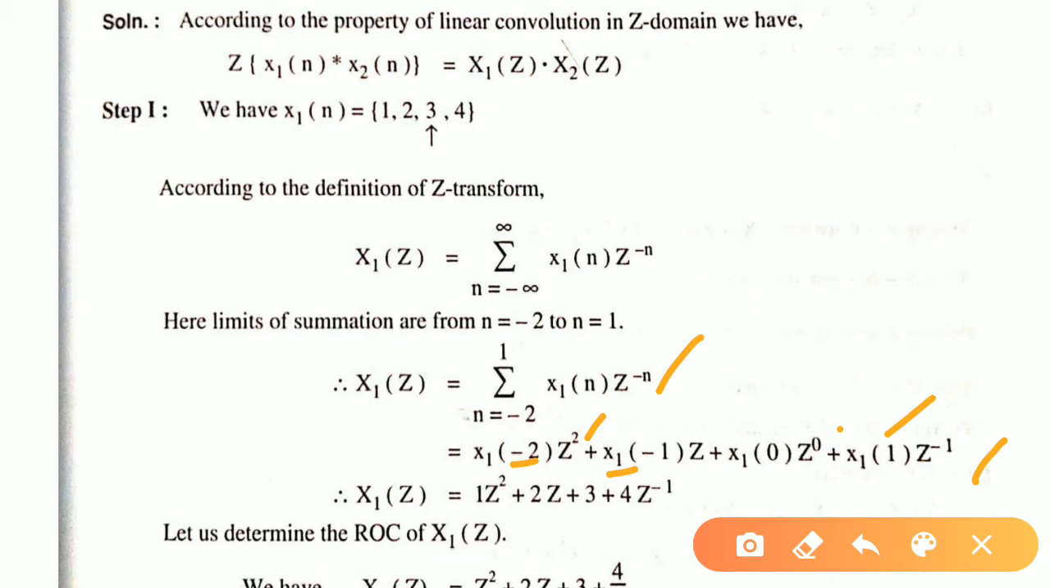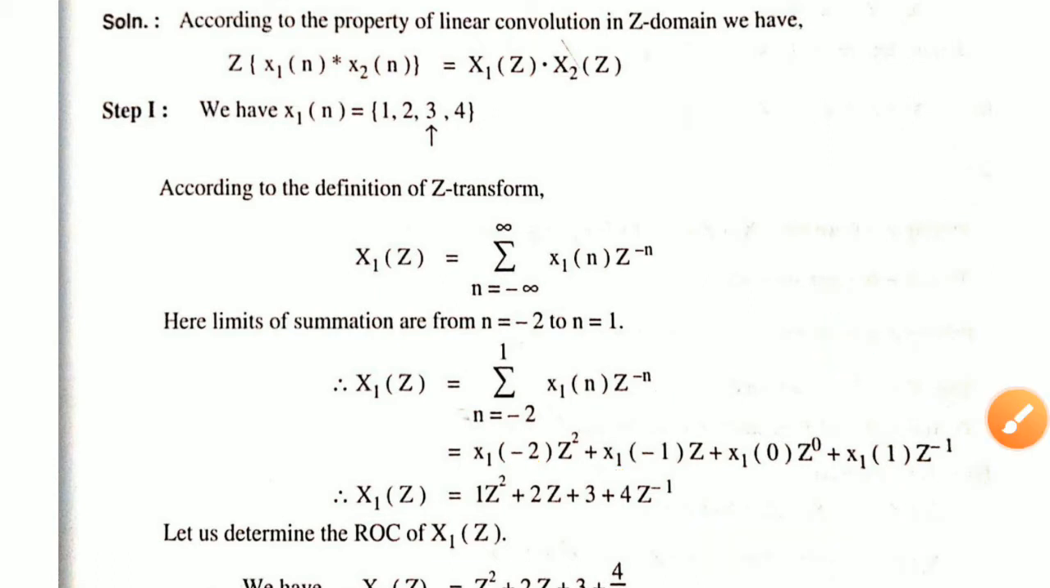Okay, why is it minus 1? Because we are now putting a positive value. So n equals 1, and z raised to minus n becomes z raised to minus 1. So by solving this, just put in the values.